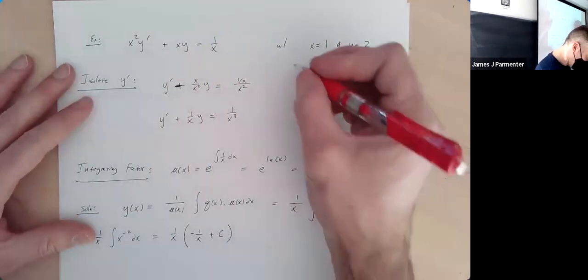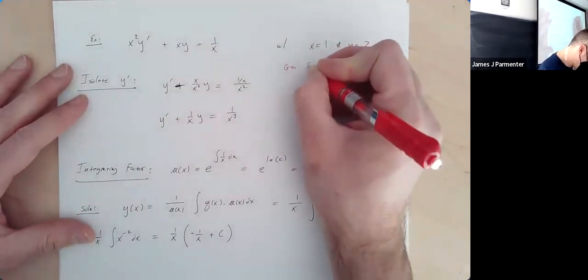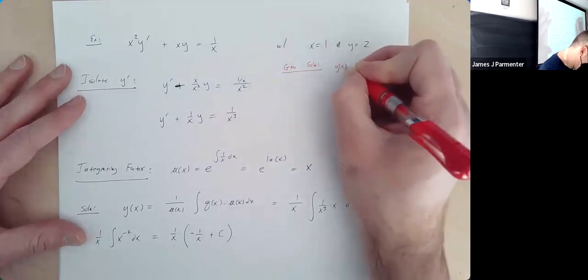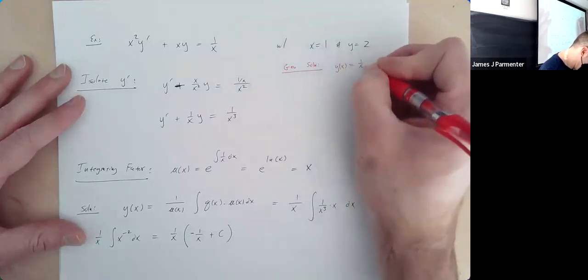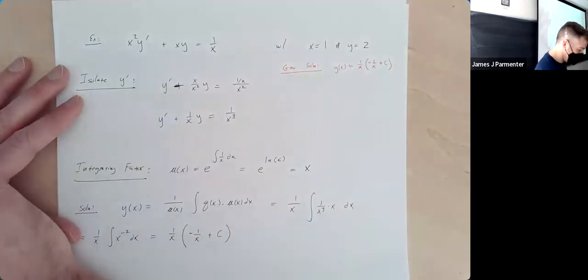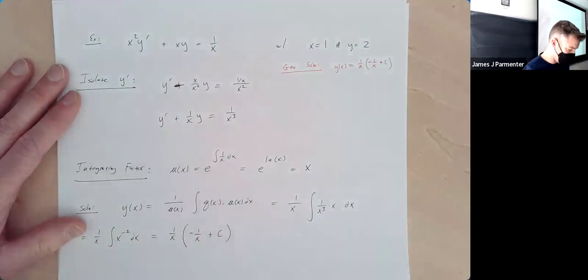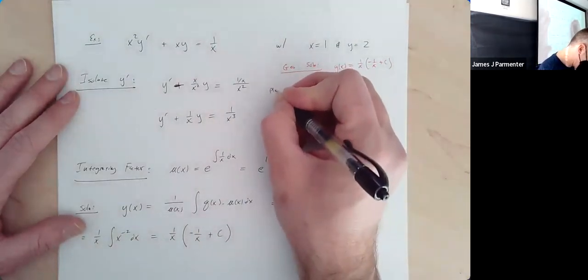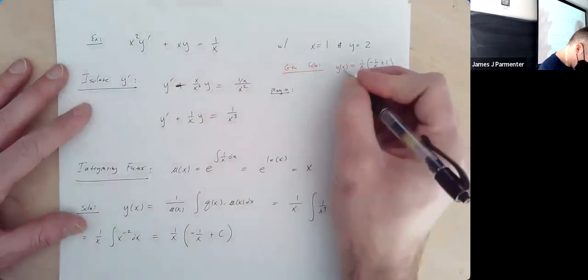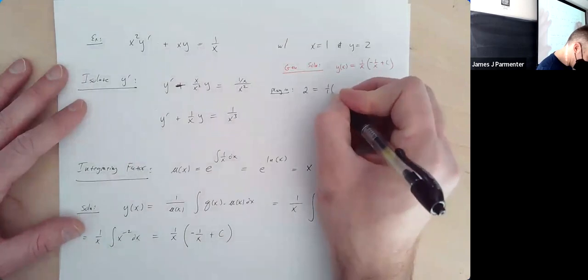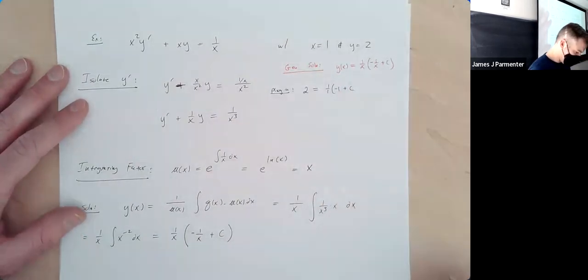So our general solution is y as a function of x is equal to 1 over x times -1 over x plus c. And if we want to find the particular solution, plugging in our initial conditions, we're going to say, okay, well, then we're going to get y of x is 2 equal to x is 1. So 1 over 1 times -1 plus c.